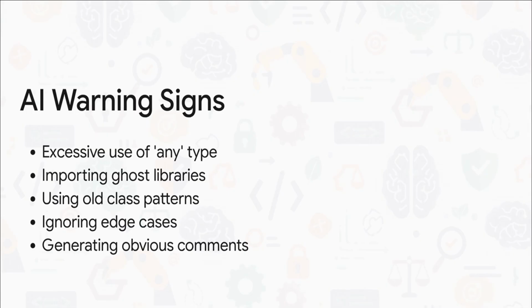If you notice an excessive use of the any type in your TypeScript files, the AI is just being lazy and bypassing the type system. If it randomly imports a ghost library that doesn't actually exist in your dependencies, or if it reverts to outdated React class components instead of modern hooks, yeah, it's hallucinating. And if it's ignoring obvious edge cases with super basic comments, it's not thinking deeply about your problem. When you see these signs, hit backspace, reject the suggestion.